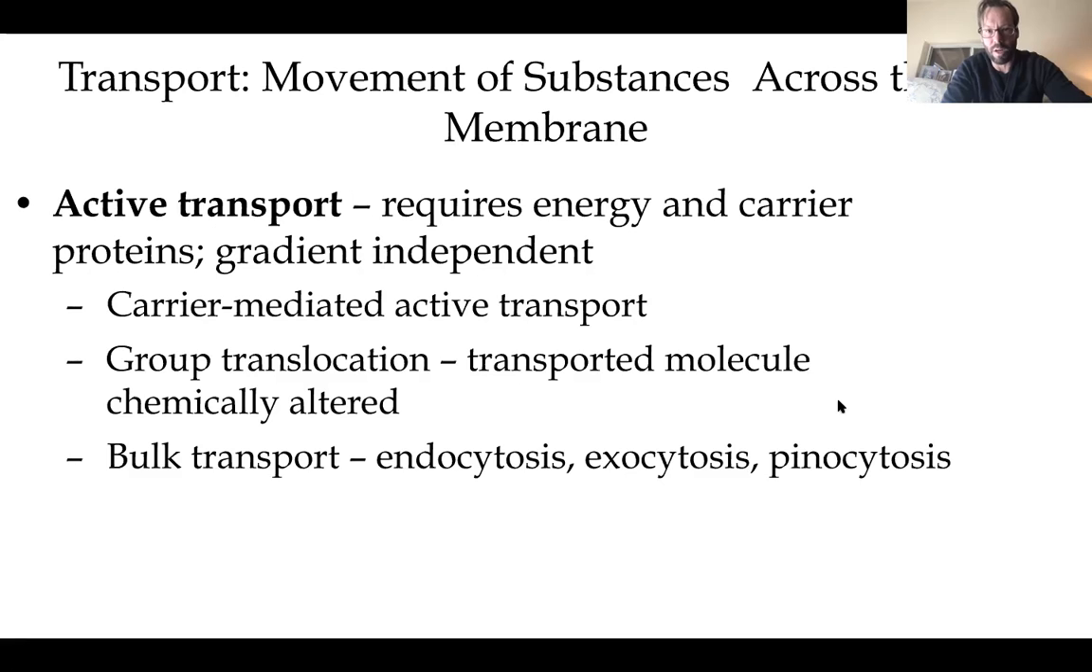The other form is active transport. Whereas passive doesn't require energy, active transport does. It also needs a carrier protein. And so this can be, again, three different ways. It can be carrier-mediated active transport, which we'll talk about. It can be group translocation, which we'll talk about. And then bulk transport, which is endocytosis, exocytosis, and pinocytosis. Those are just ways that the cell membrane engulfs something. We talked about that a little bit when we were going over the immune system and how things like macrophages and other phagocytes engulf things. Similar process with these bacterial cells.